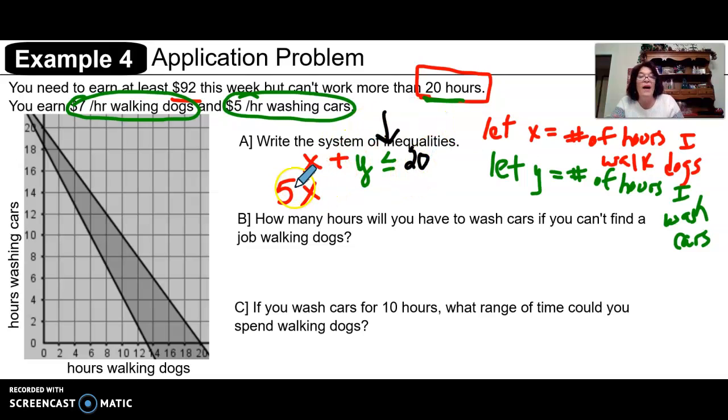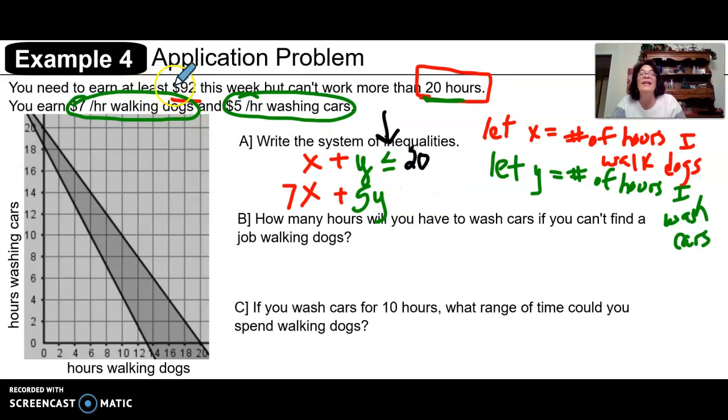Okay, it's $5. No, it's not. Oh, thanks. I heard you. You're right. Thanks for sharing. It's $7 for walking dogs. It's only $5 for washing cars. So $5 times the number of hours I washed cars.